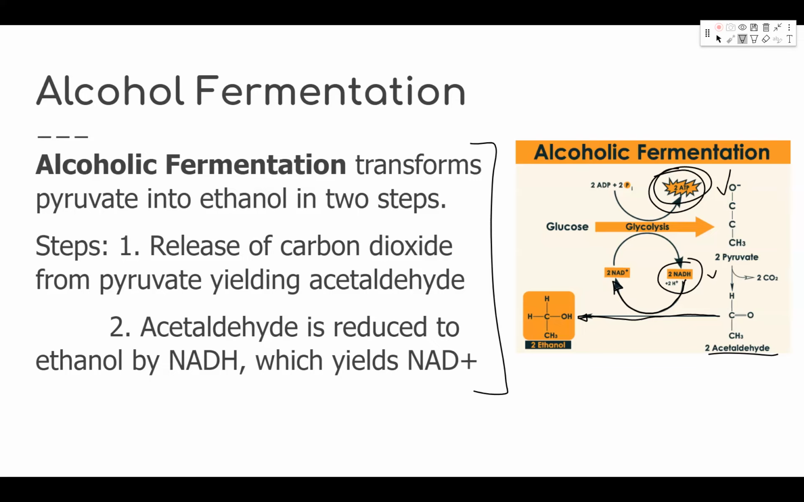So this is a two-step process. The first step, after glycolysis, of course, is we are going to release a carbon dioxide from our pyruvate molecule. That will get us acetaldehyde. And then we are going to reduce the NADH byproduct of glycolysis into NAD plus and yield ethanol as a product. So we're going to draw out this process.